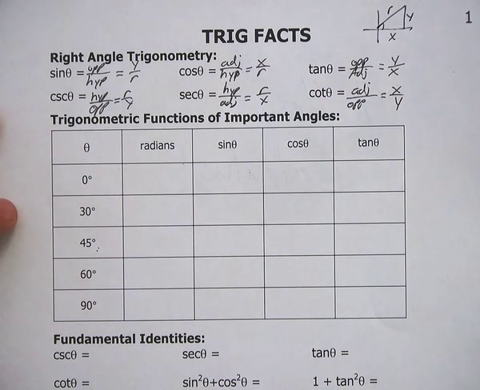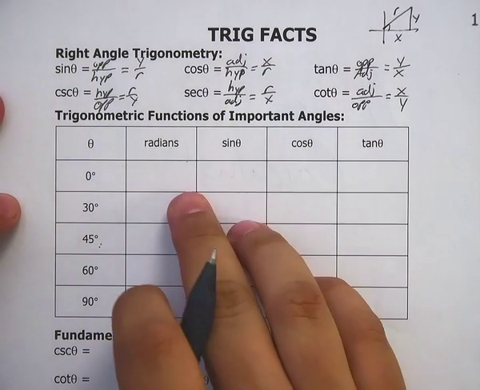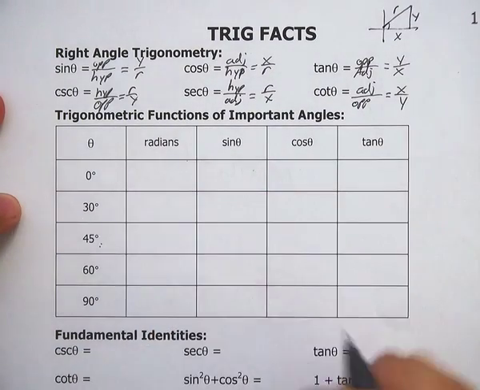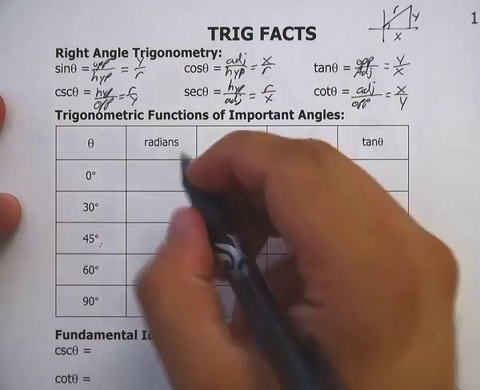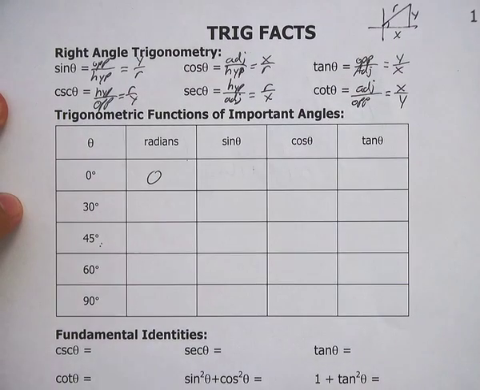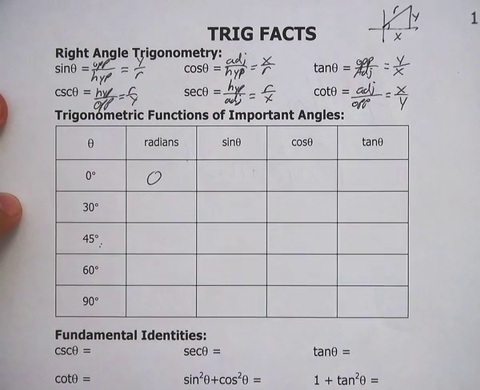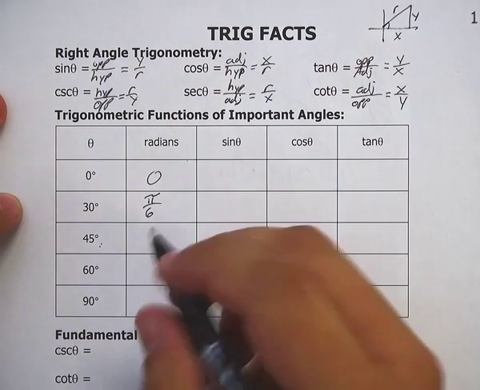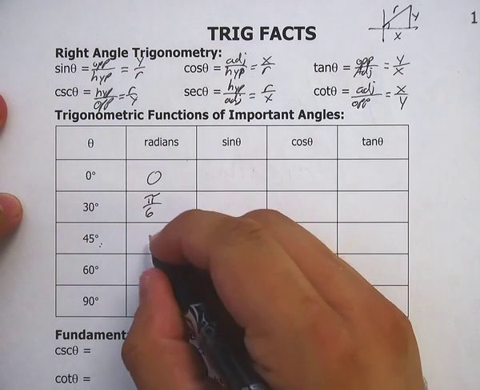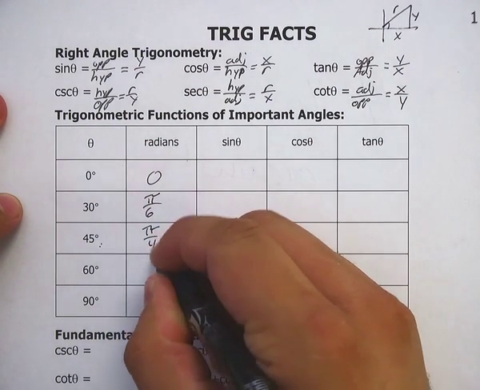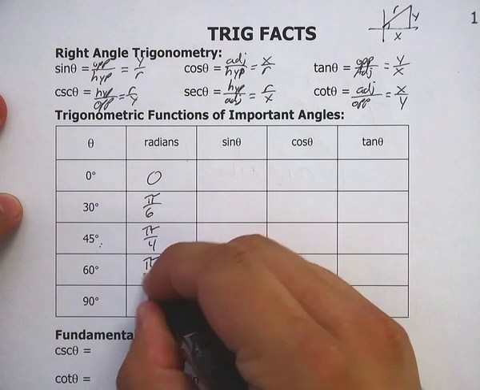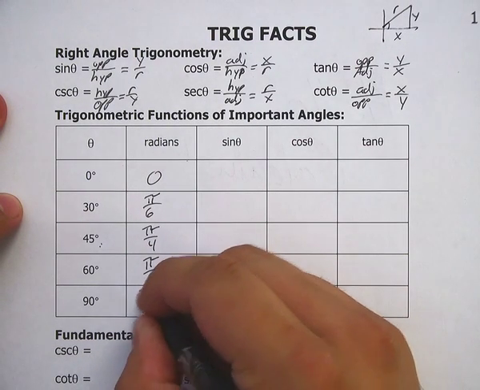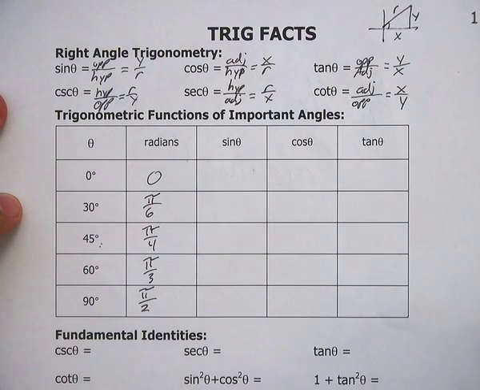Let's keep trucking along. Your radians, so going from radians to degrees. 0 radians is 0 degrees. Hopefully we all remember that from our unit circles. 30 degrees was pi over 6. This is just stuff we have to memorize. 45 degrees is pi over 4. 60 degrees was pi over 3. 90 degrees was pi over 2.